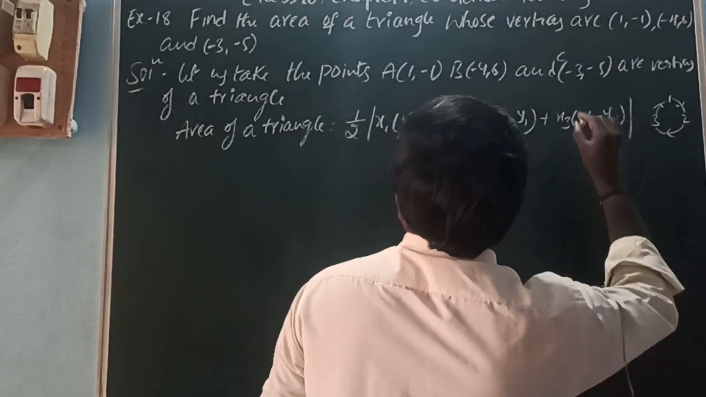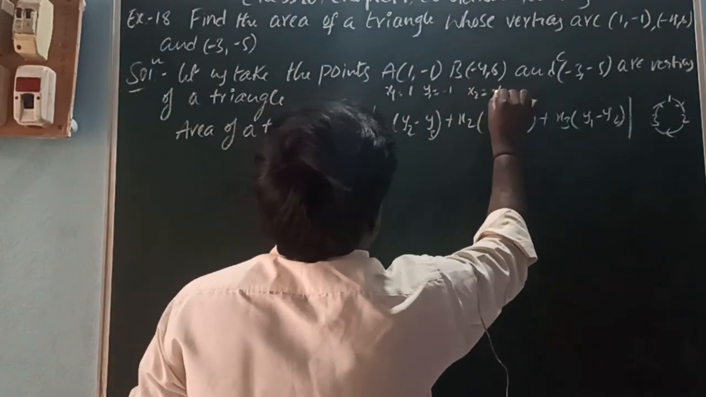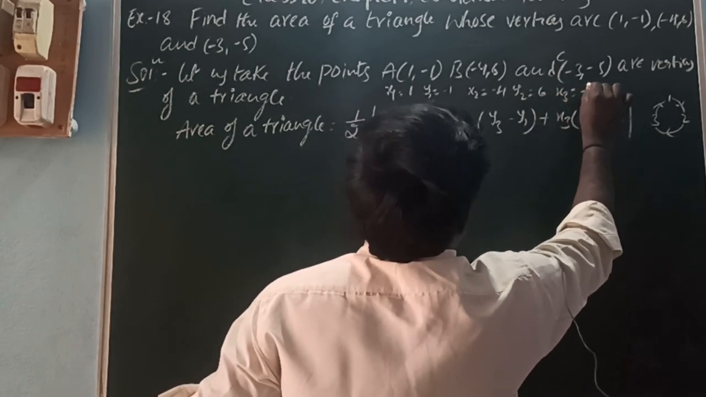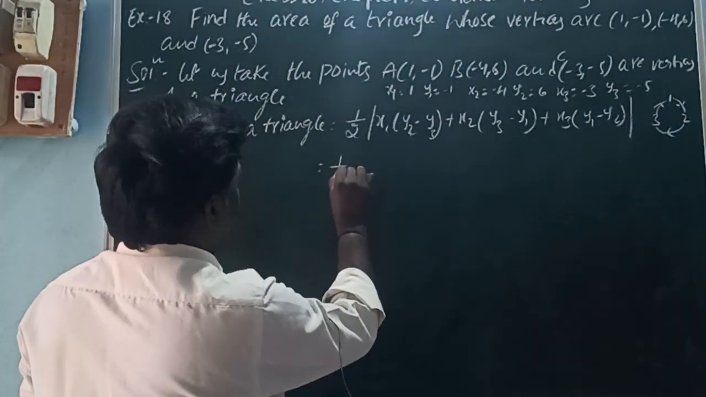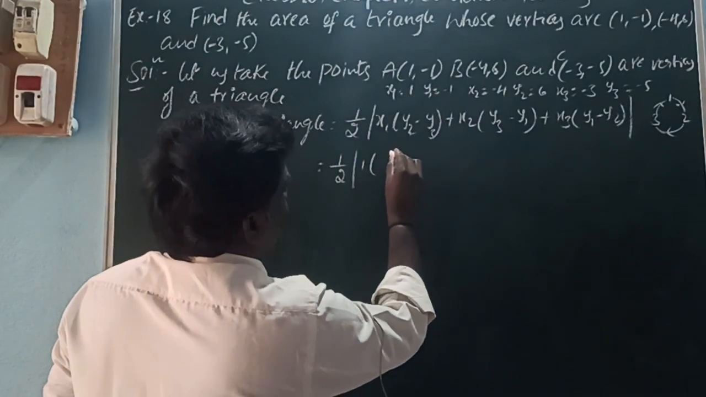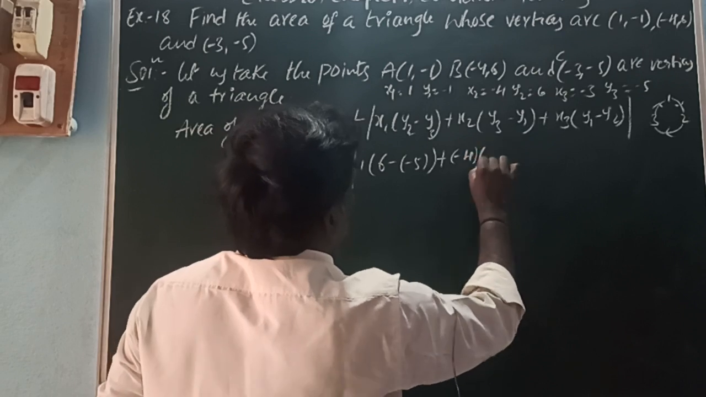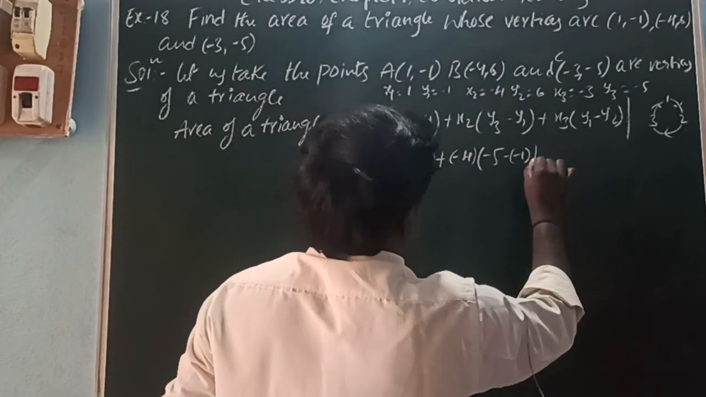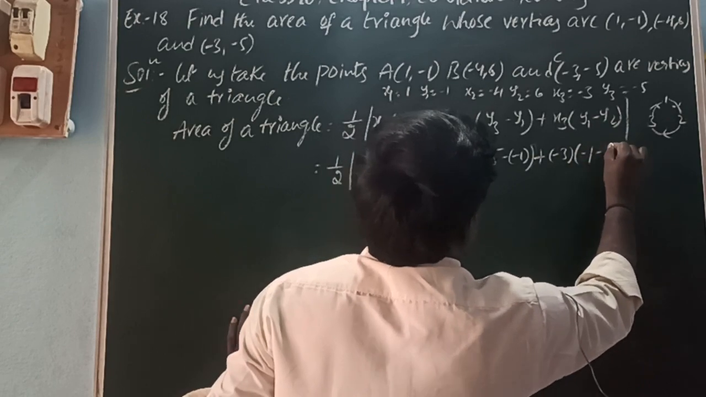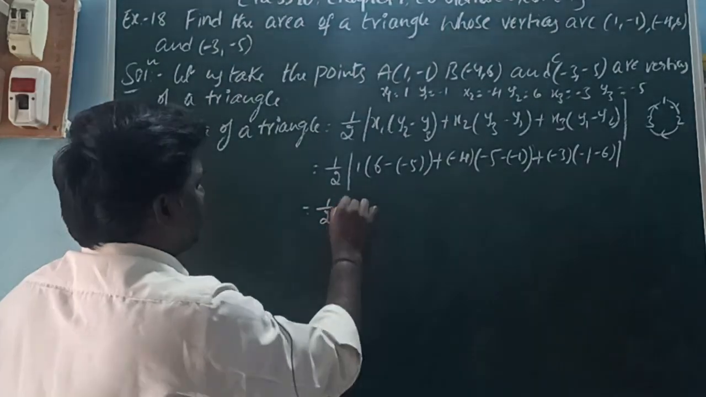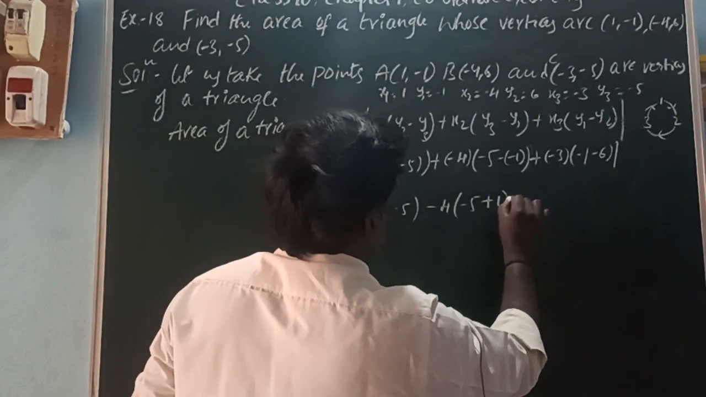So here x1 is 1, y1 is minus 1, x2 is minus 4, y2 is 6, x3 is minus 3, y3 is minus 5. So those values you can substitute here: 1 by 2 modulus x1, 1, of y2, 6 minus y3, minus 5, plus x2, minus 4, of y3, minus 5 minus of minus 1, plus x3, minus 3, of y1, minus 1, minus y2, 6.